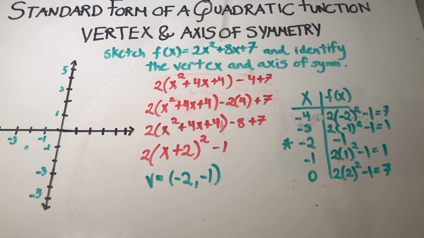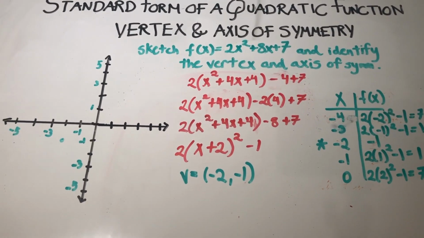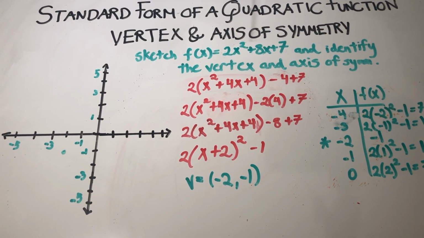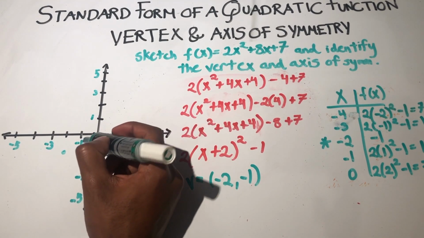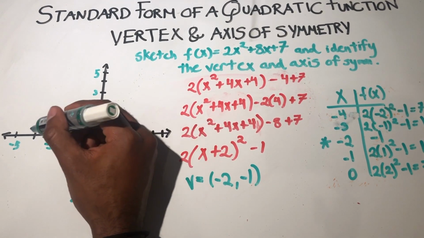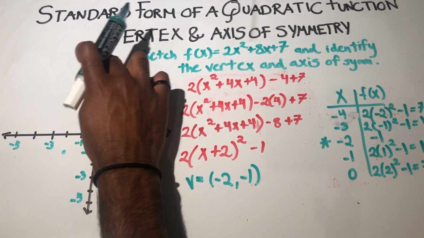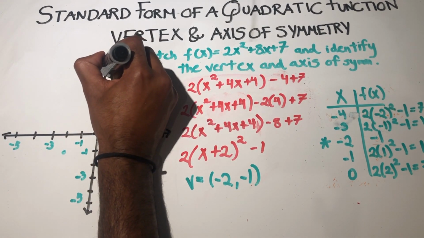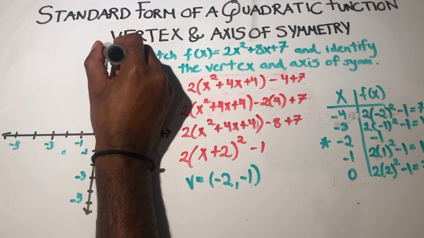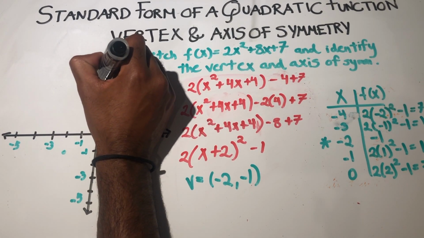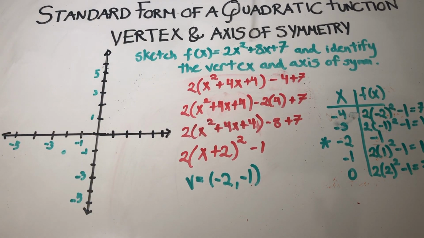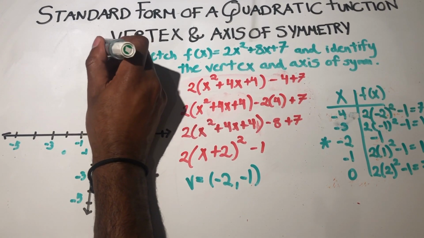Now let's go ahead and plot those points. So we have -4. At -4 we have 7. We can stretch our graph up here. Say, here we have 1, 3, 4, 5, 6, and 7. So 7's right there.